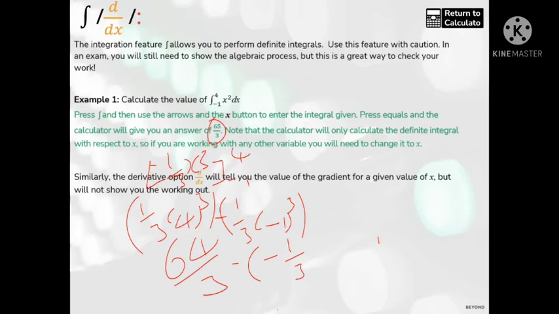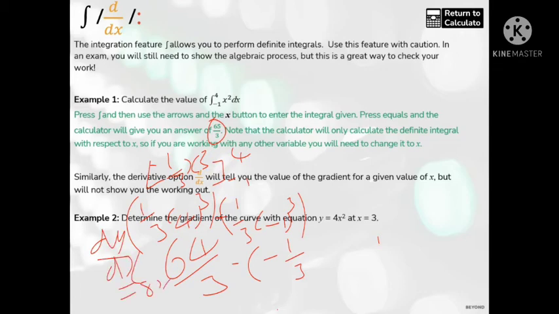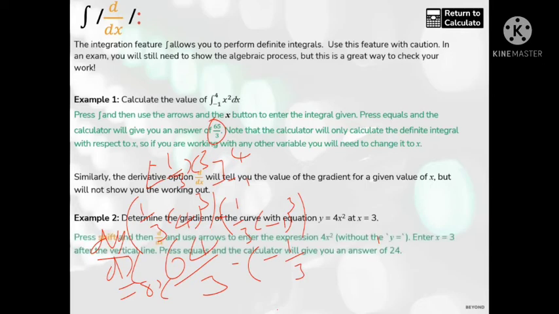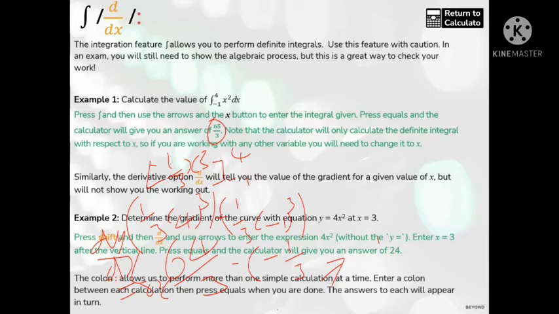Simply, the derivative option, d on dx, will tell you the value of the gradient for a given value of x, but will not show you the working out. So for example, determine the gradient of the curve with the equation y equals 4x squared. Well, dy by dx is 8x, substitute in the 3, and you get 24. Funnily enough, you should get an answer there of 24, as it says. Pretty simple stuff. Moving on. The colon allows you to perform more than one calculation at once, basically. Not much about it, but it is pretty good.